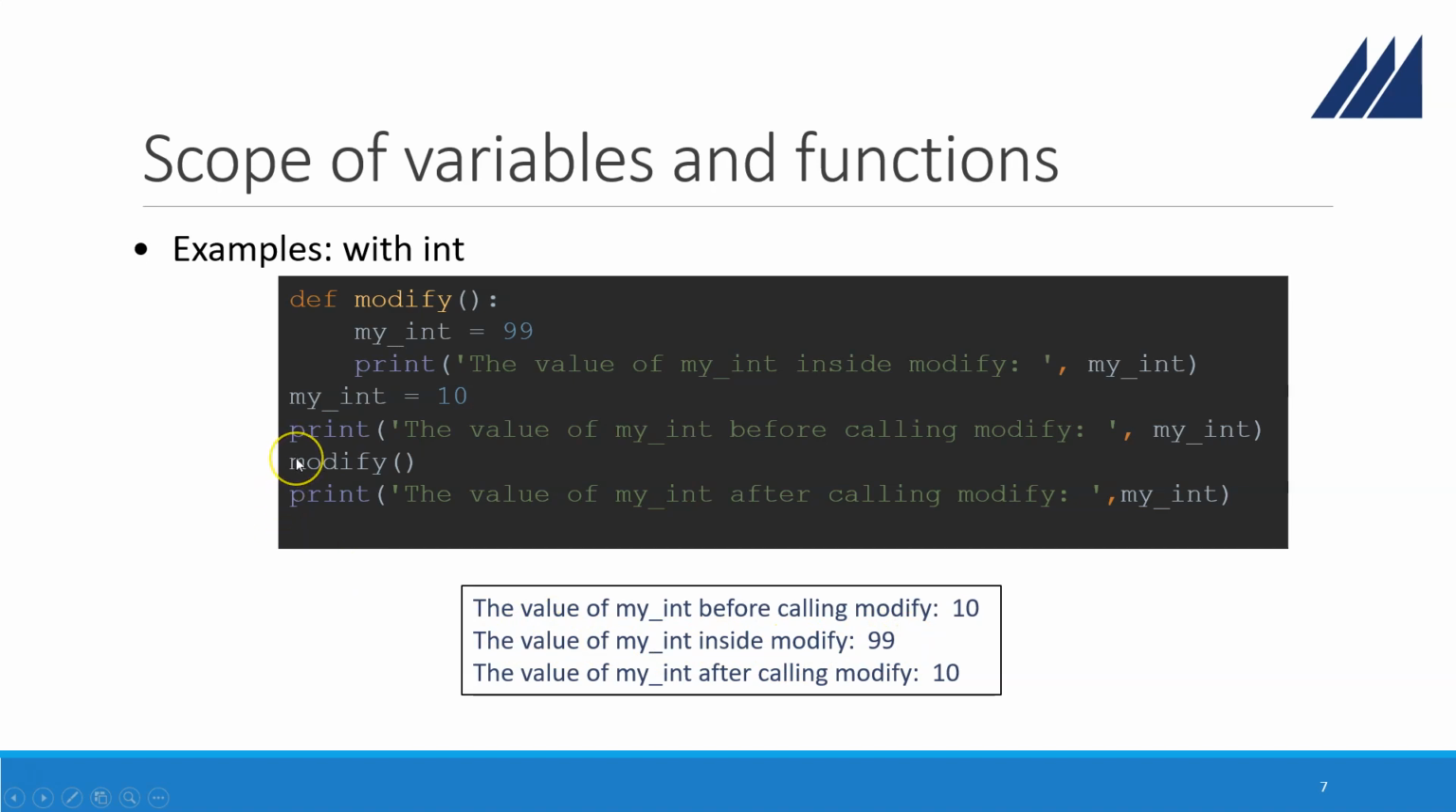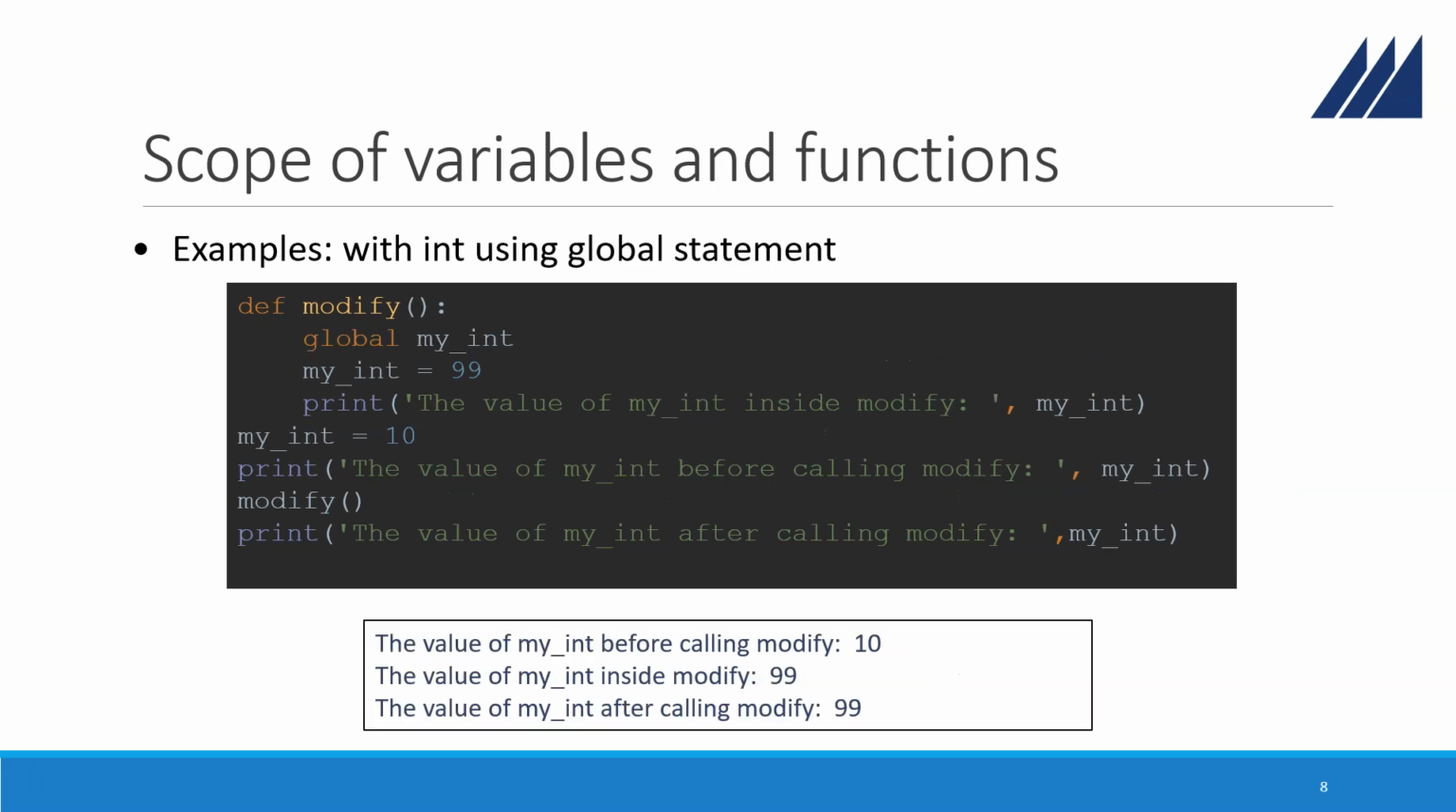And then after I finish the function, I will go back to my program and print the last statement, which is the value of my int after modify. Guess what? It went back again to 10. Why? Because my int is immutable. I cannot change the value from inside the function. The only way I can change it from inside the function and make it permanent outside the function is to use the word global.